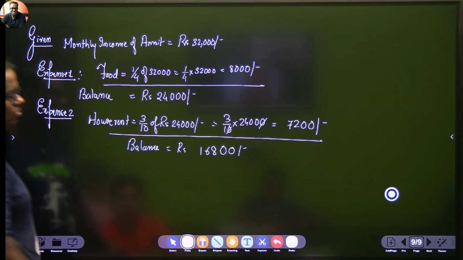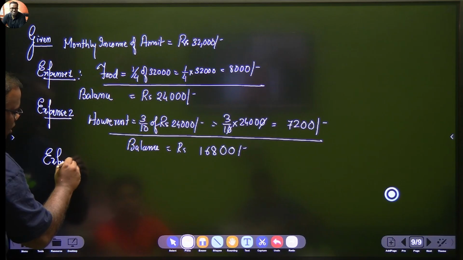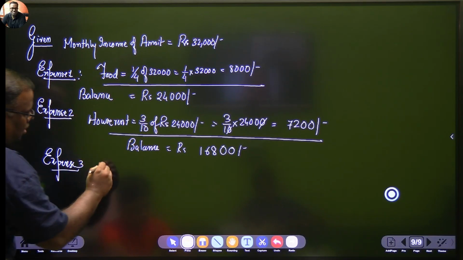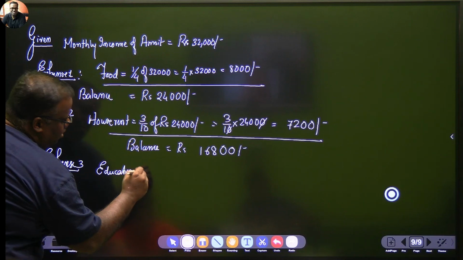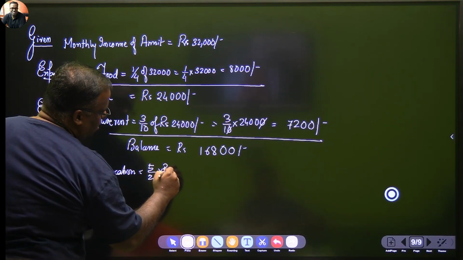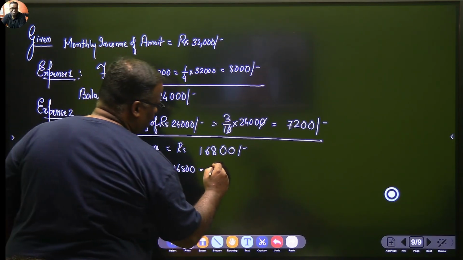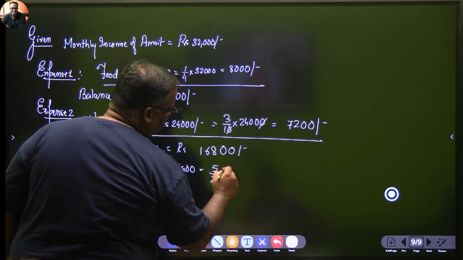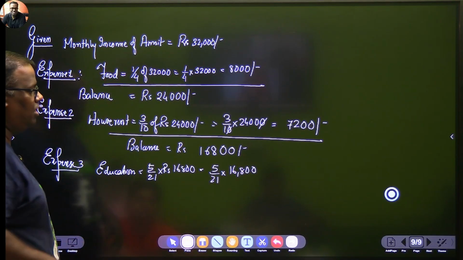Agreed? Expense 3 क्या है अभी, क्या बोलो? Expense 3, education. How much is the education expense? 5/21 into rupees 16,800. चलो फटाफट करो, 5/21 into 16,800, है ना? So just check.